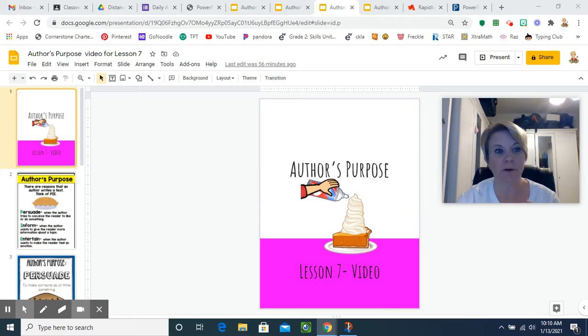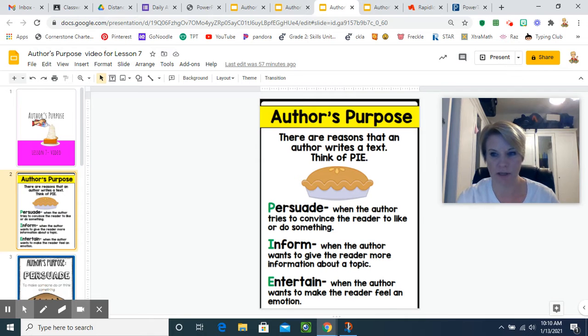But starting today, we're going to continue with author's purpose, but we are going to start looking at some passages and we're going to find clues in the passage to help us to know what the author's purpose is. So let's do a quick review and look at our anchor charts that we have at the beginning of every lesson.